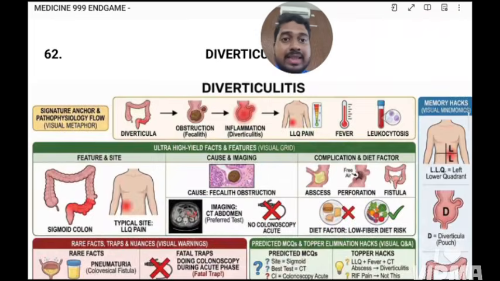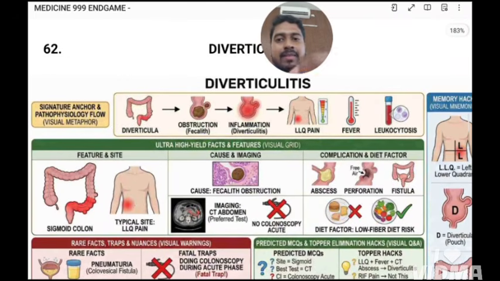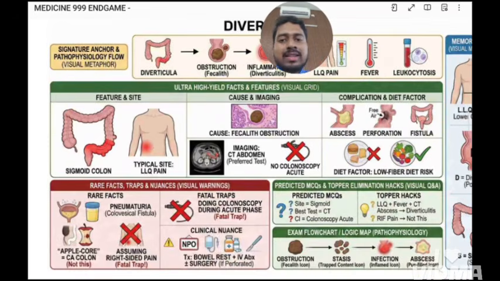Going on to the next topic, that is diverticulitis. So what is diverticulitis? There are small outpouchings from the colon known as diverticula, and because of obstruction or some inflammation happening over there, it leads to diverticulitis. There will be left lower quadrant pain, fever, and leukocytosis. Now this is actually the counterpart of appendicitis, because in appendicitis there was right lower quadrant pain, and here it is left lower quadrant pain. Okay.